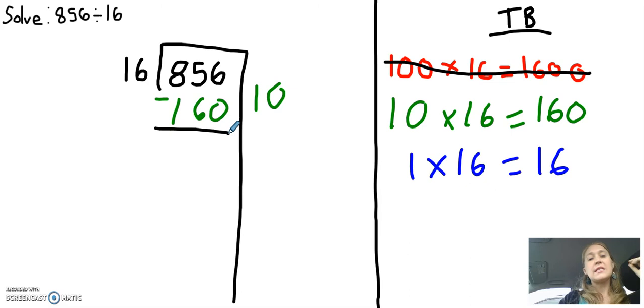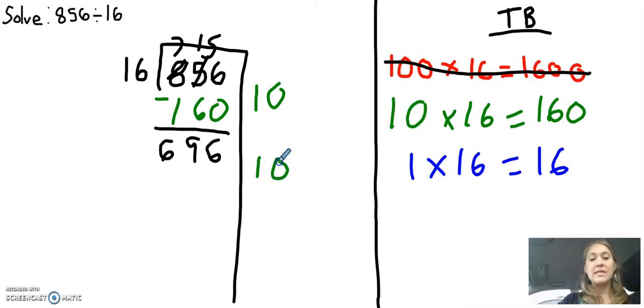And when I subtract, 6 minus 0 is 6. 5 minus 6, I'm going to say stop, regroup. That 8 becomes a 7, and that 5 becomes a 15. 15 minus 6 is 15, 14, 13, 12, 11, 10, 9. And then 7 minus 1 is 6. So now I have 696. So I know that I can use another 10 to continue to get rid of my dividend.